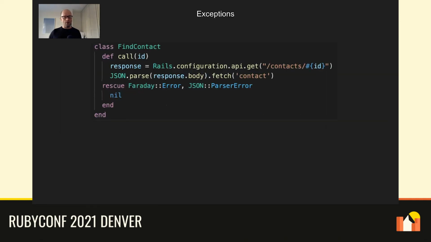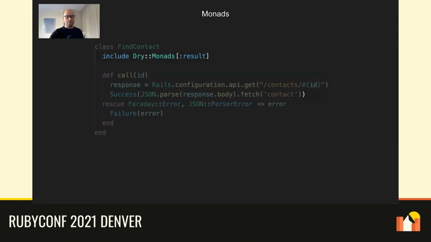So let's take this code that we had before and convert it to using success and failure. Here's what it would look like. First of all, we include dry monads. Second of all, we wrap what was coming back, this will be a hash, in a success. So it's now a success wrapping a hash instead of just a plain old hash. And finally, we rescue that error exception and we wrap it in a failure.